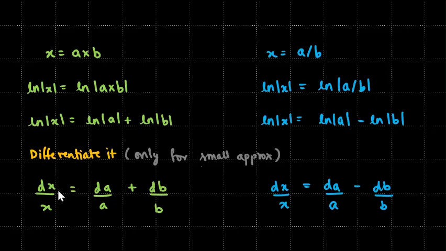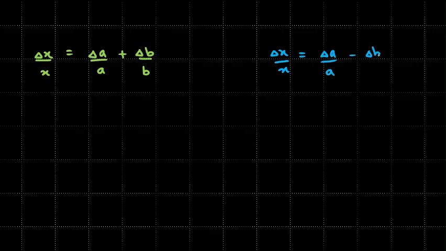It does not consider that it is small. But since we are taking it for small approximations, we will have to consider dx and delta x as equivalent. So we can write delta x by x equals delta a by a plus delta b by b. And right over here, you will actually get delta x by x equals delta a by a minus delta b by b. So you might have two questions right now.